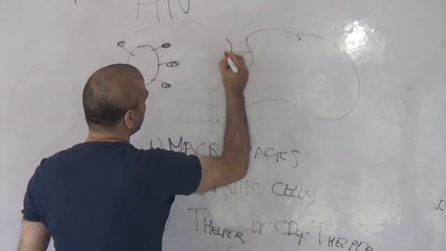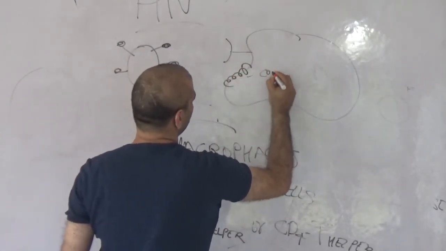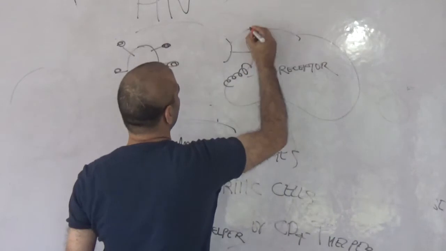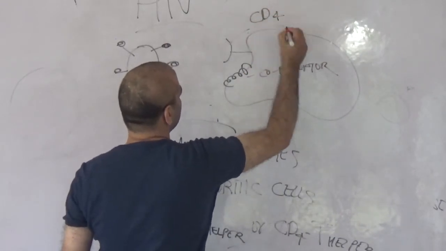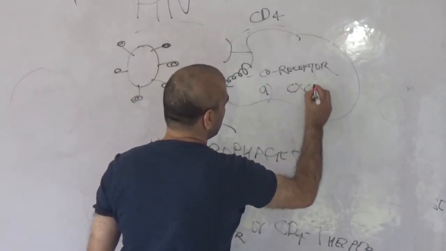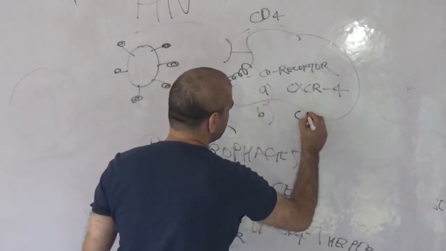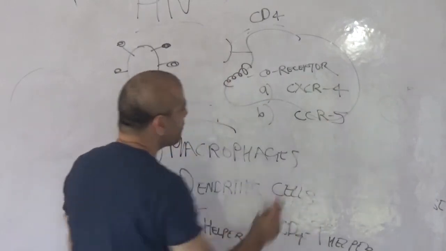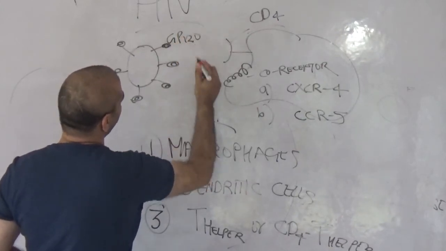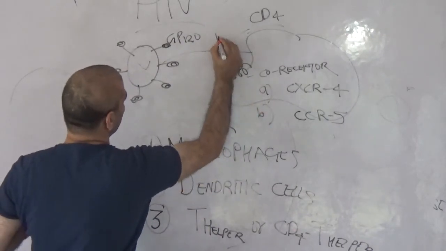It will have a receptor for it, and along with that receptor it will have a co-receptor. This receptor is called CD4, and co-receptors are of 2 kinds. Number 1, they are called CXCR4. Number 2, they are called CCR5. So why do we need co-receptors? The first thing is this glycoprotein 120 will help the viral cell to fuse with the normal cell, your macrophage.